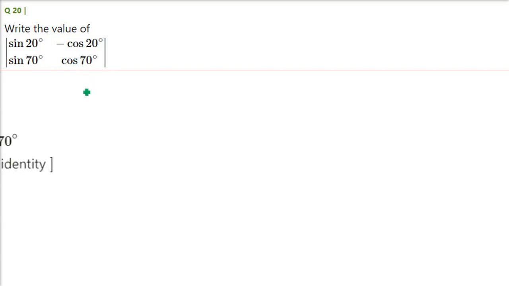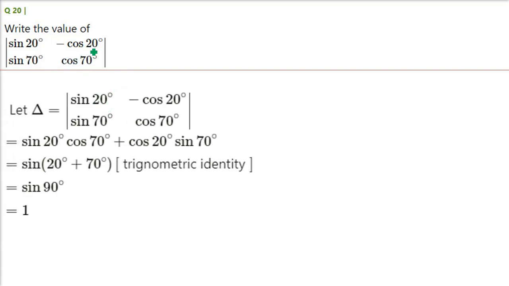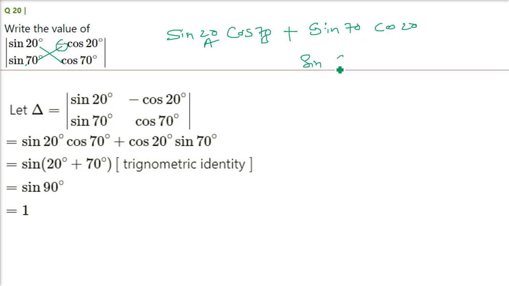Write the value of this. So you just have to do it. Means just cross multiply and subtract. Sin 20 multiplied by cos 70 minus cos 20 sin 70. Since it is negative, it becomes plus. So sin A cos B plus cos A sin B, that will be the answer. But here we have a trigonometric identity. This is sin A cos B. If I take 20 as A and 70 as B, sin A cos B plus cos A sin B will be sin (A plus B). So sin (20 plus 70) is sin 90, and sin 90 is what? It is equal to 1.